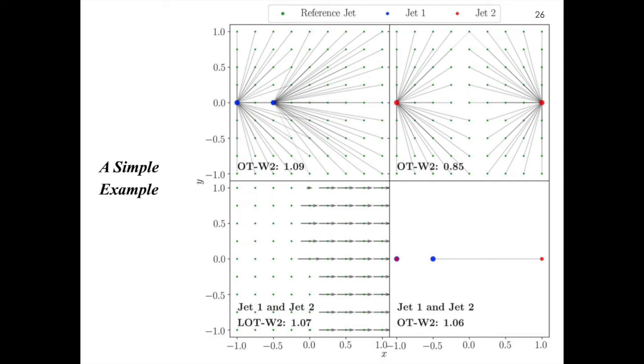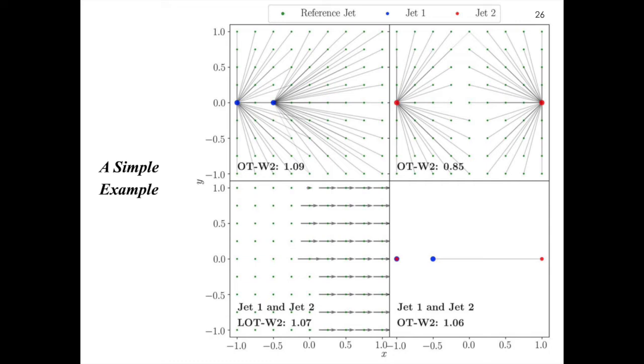So again, let's walk through a simple example. The upper two plots show how to transform the mass in the green reference to the two distributions separately, respectively. And the lower plot gives you the LOT distance and the corresponding LOT transport plan between the blue distribution and the red distribution. Here you can see the LOT distance is 1.07, whereas the exact OT distance between the blue and the red distribution is 1.06. So they are quite close.